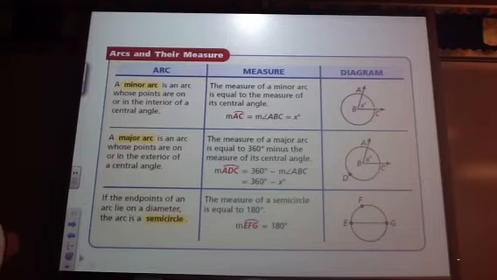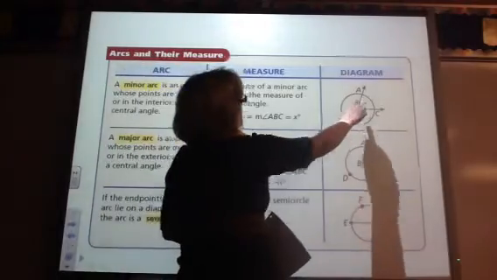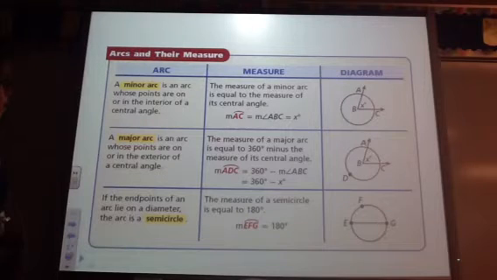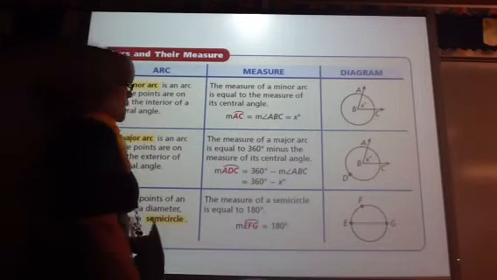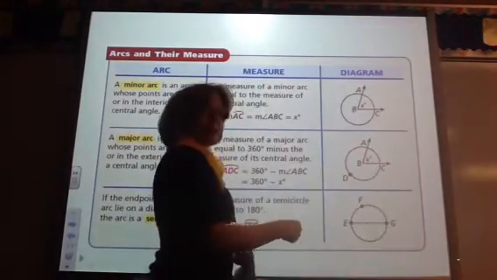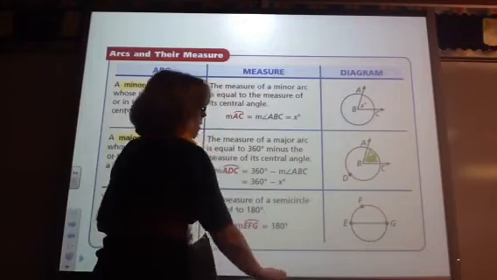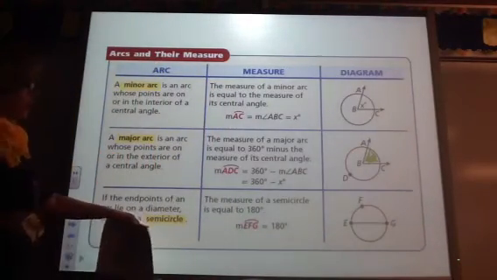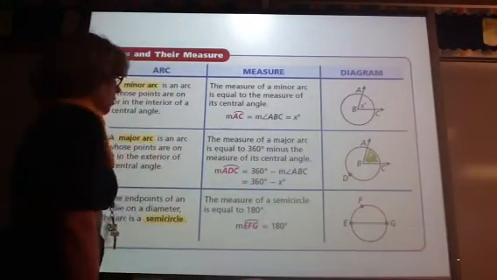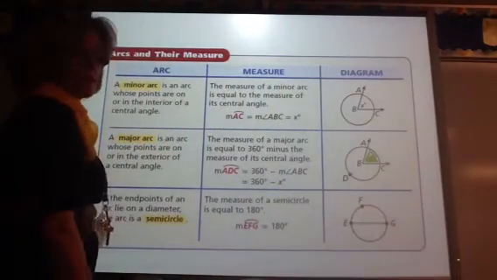A minor arc is an arc whose points are in the interior of a central angle. So arc AC is a minor arc. A major arc is an arc whose points are in the exterior. So arc ADC. ADC is not within the central angle, which is this right here. So that's called a major arc. And when you have a semicircle, it forms a straight edge, and this is also your diameter of that circle. So arc EFG is a major arc. Is a semicircle.